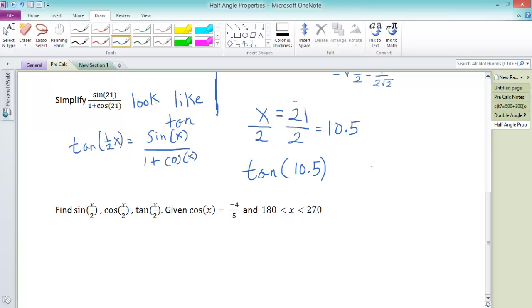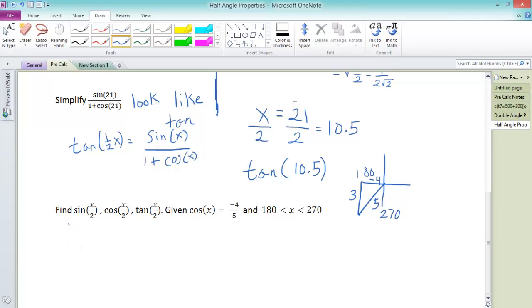And we know that we're in what quadrant? Well, we know that we're in between 180 and 270, so we're in the third quadrant. We're somewhere down here. And I know that the cosine, which would be adjacent, is -4, hypotenuse of 5. So this is going to be a 3, 4, 5 triangle. That's one of our perfect Pythagorean triples. Okay, so why don't we go ahead and get started?